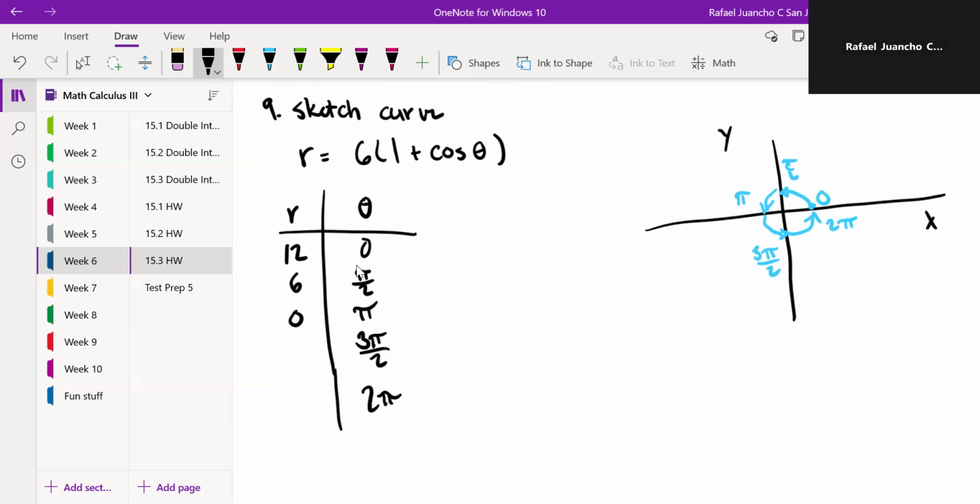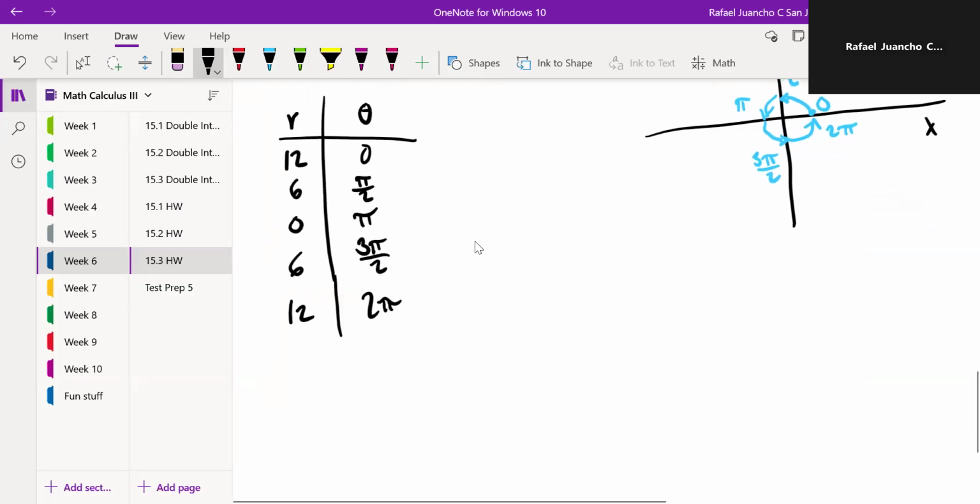Cosine of 3 pi half is just 0, so 1 plus 0 times 6 is 6. And then I think this is back to 12. So it's 12, 6, 0, 6, 12. If we were to sketch that whole thing, we would get something like this.